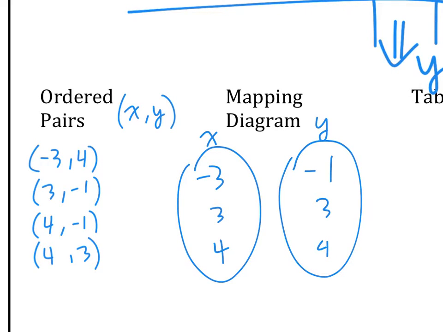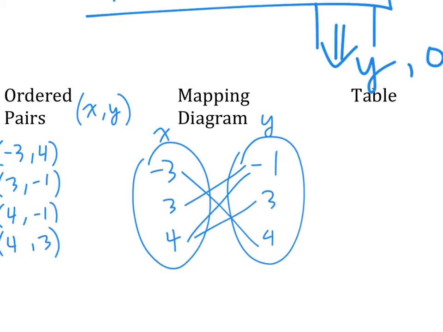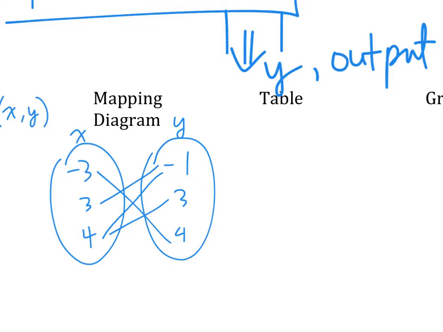And then what we're going to do is just like a matching game. So -3 goes with 4, so we match -3 to 4. We're saying that they go together because they are one ordered pair. And then we do the same with (3, -1), (4, -1), and (4, 3). Okay, so it's just matching. So that's called a mapping diagram. You map it to another one. So map from x to y.